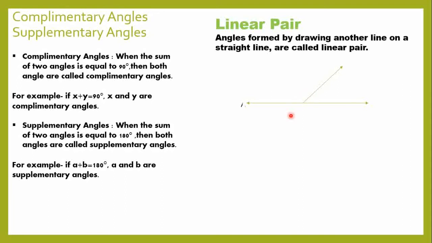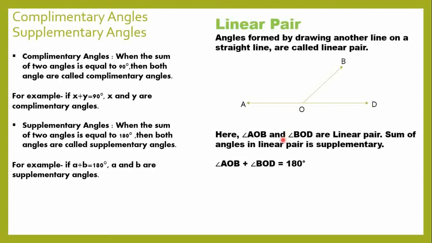linear pair, right? If we name these angles, like the straight line was AD and then we draw another straight line OB, we have two angles, angle AOB and angle BOD. Angle AOB is the first angle, BOD is the second angle. So angle AOB and angle BOD are a linear pair here, and the sum of angles in a linear pair is supplementary.